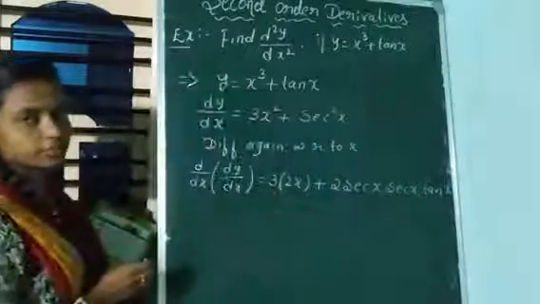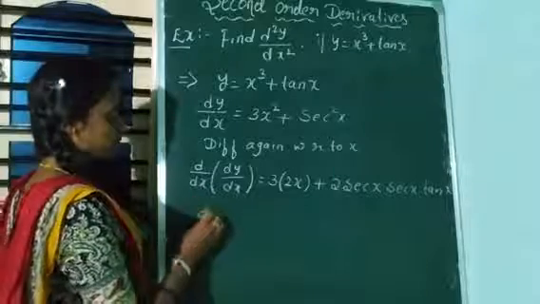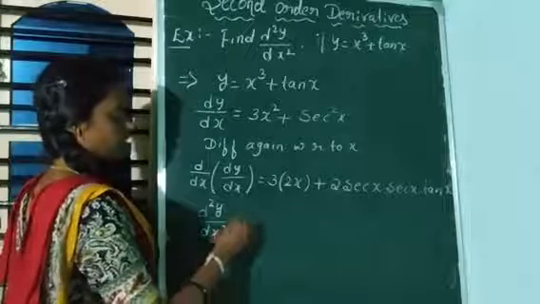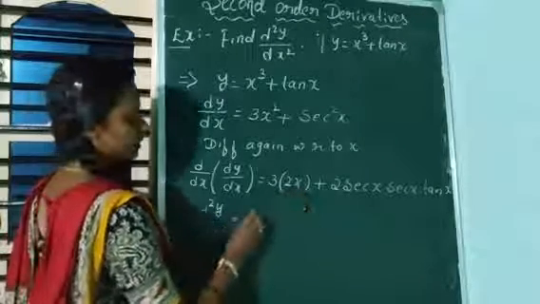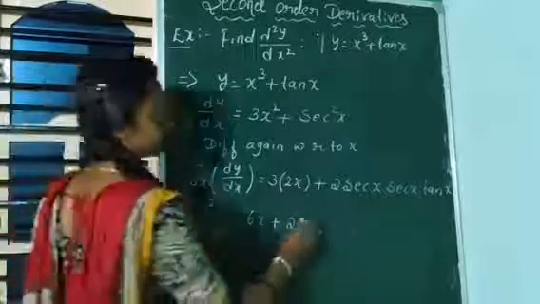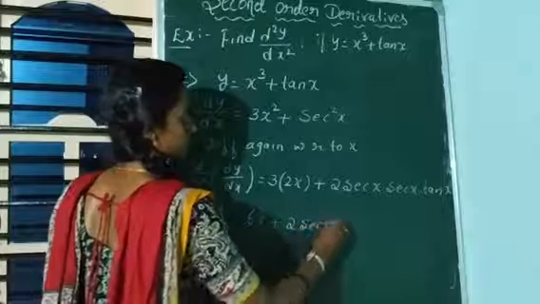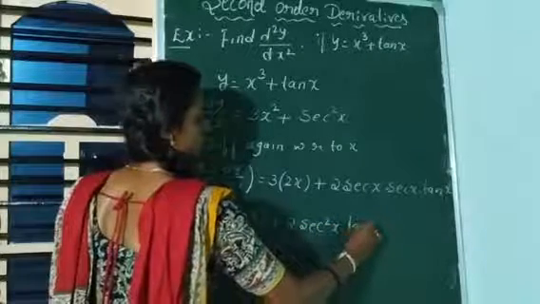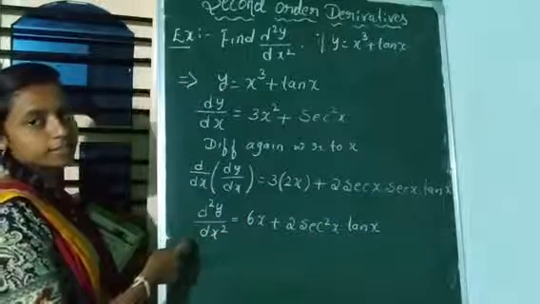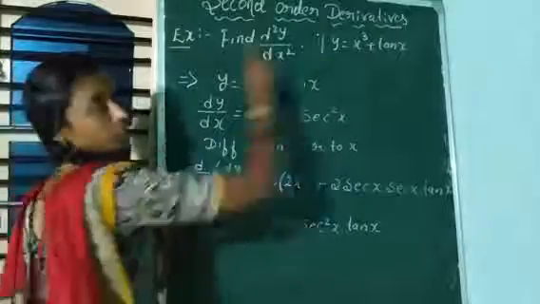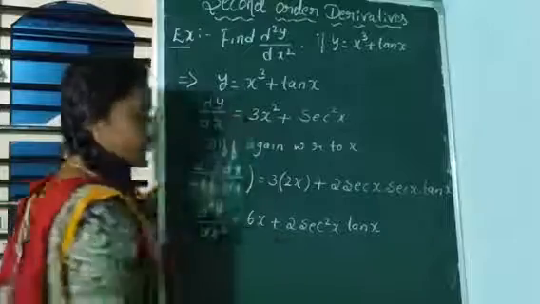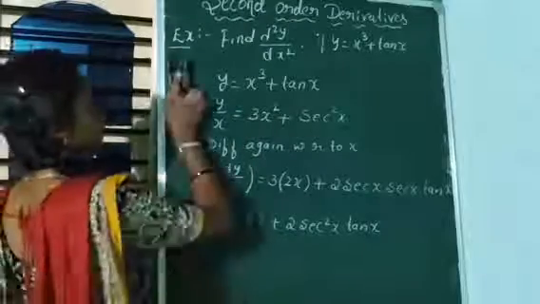Hope you understood this. Now d square y by dx square is equal to 3 into 2, which is 6x, plus 2 into secant x into secant x, which is secant square x, into tan x. This is the required second order derivative for this function. Hope this is understood. Let's move on to the next example.